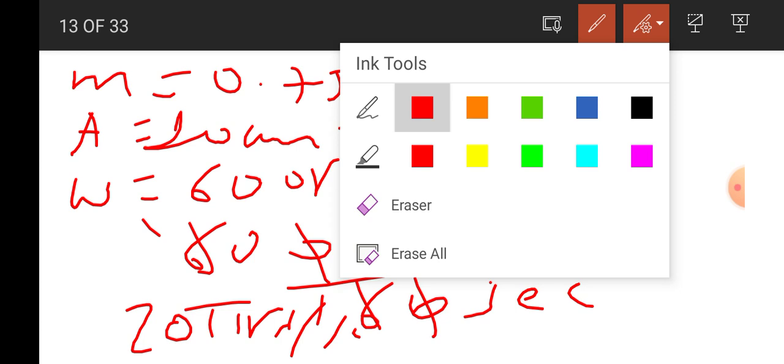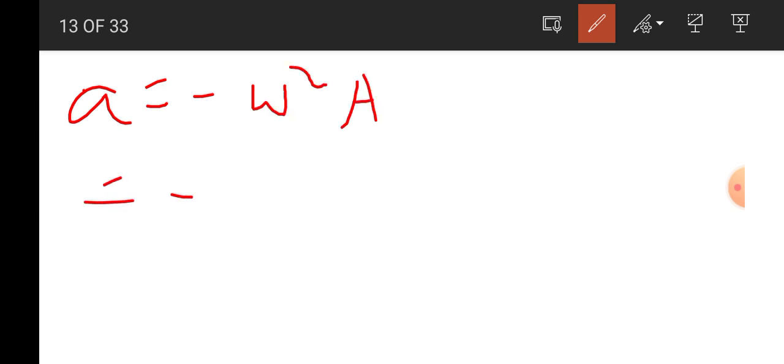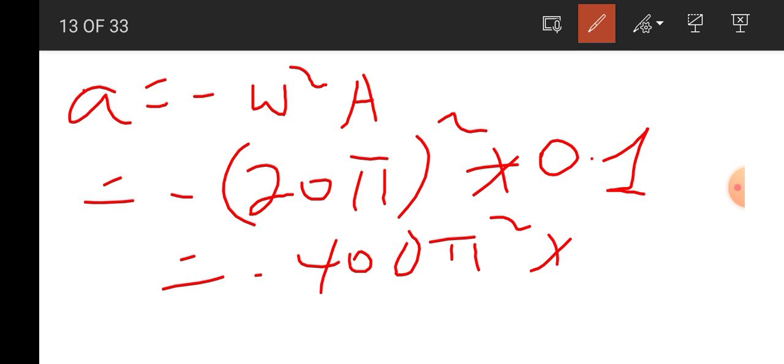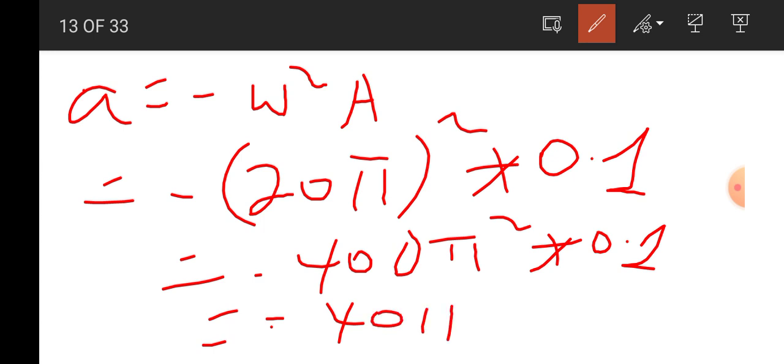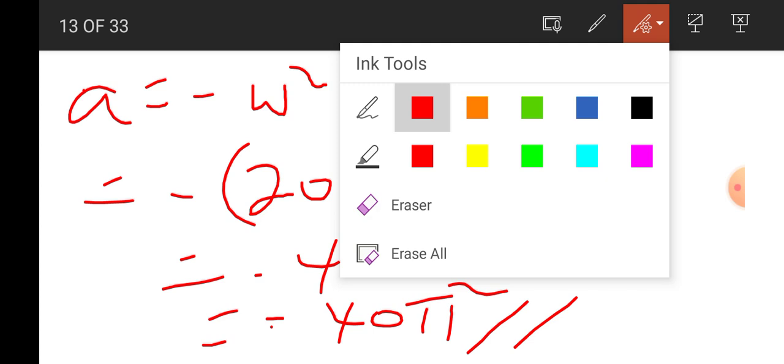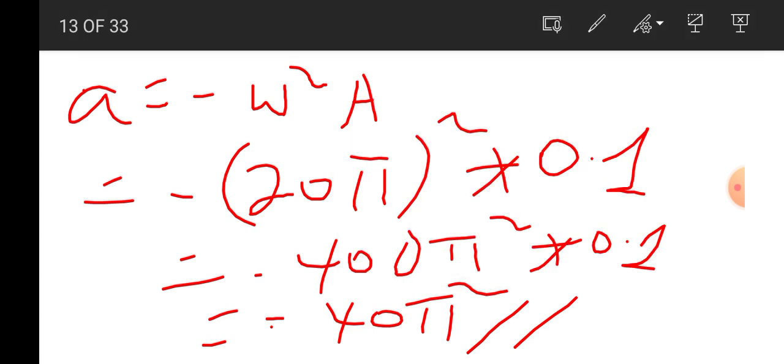We have found omega. So acceleration is equal to minus omega square times a. This is equal to minus 20 pi the whole square times 0.1, that is amplitude. This is minus 400 pi square times 0.1. This is minus 40 pi square rad per second. Minus 40 pi square is the acceleration. Therefore, next question.